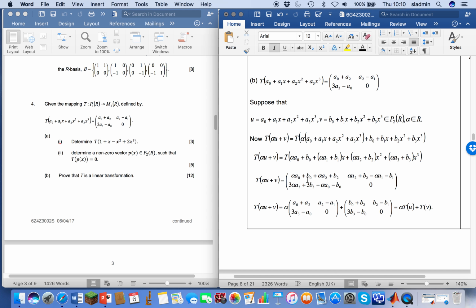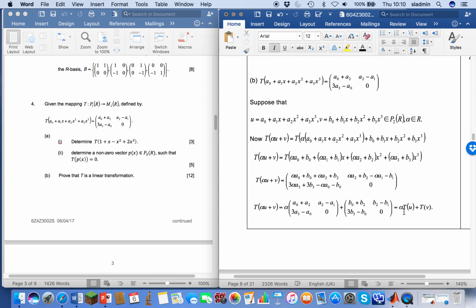So we're going to end up with a 2 by 2 matrix. The element in row 1, column 1 is the constant plus the coefficient of x squared. So here is our constant, and we add the coefficient of x squared. To get the element in row 1, column 2, we take a2 minus a1. So we take a2, take away a1. To get the element in row 2, column 1, we take 3a3, so we have 3 times this, and then we take away a0, which is here. So that gives us the element in row 2, column 1. And you'll again notice that the element in row 2, column 2 is always 0, so we leave that as 0.